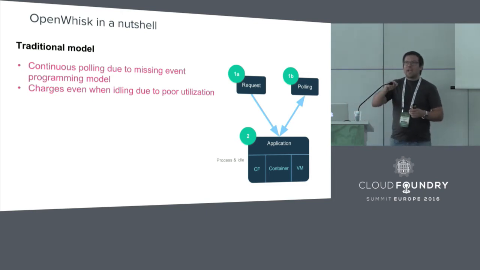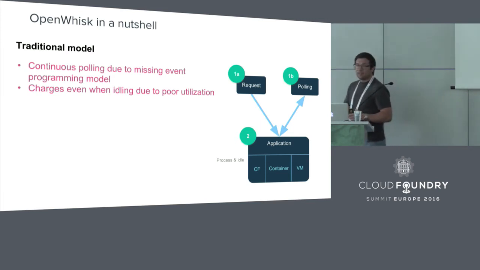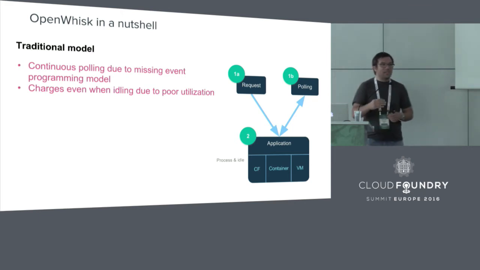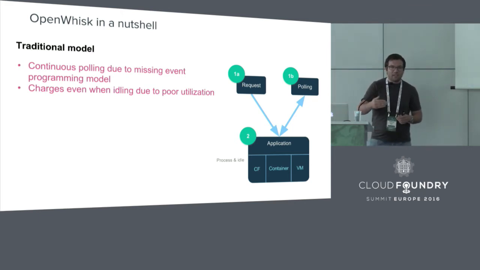But then, due to the absence of a real event programming model where the service itself can tell you that something has changed, you would have to do something like polling. So you would have to ask the application over and over again, hey, has something changed? And of course, this is from a utilization perspective very poor, because the application is very often waiting for the next request to come in, but at the same point in time, the underlying VM, for example, is still up and running. So you have to pay for all that.